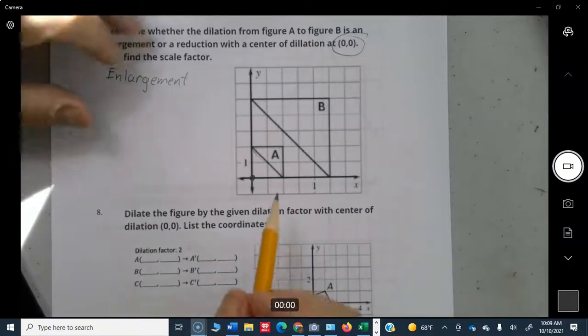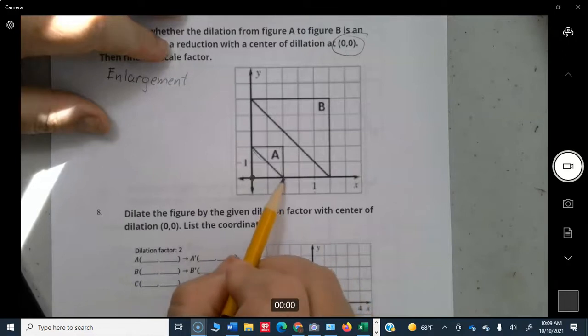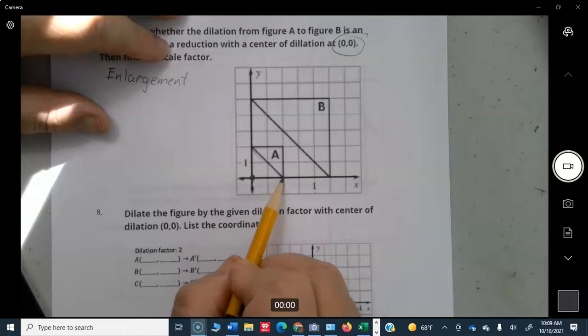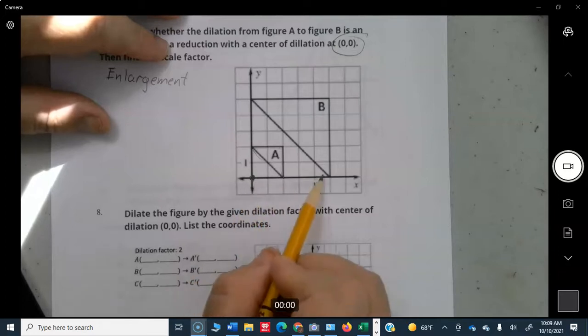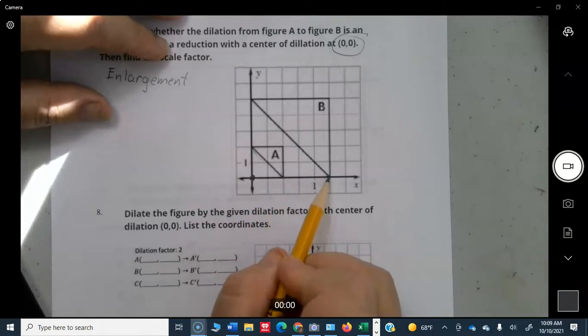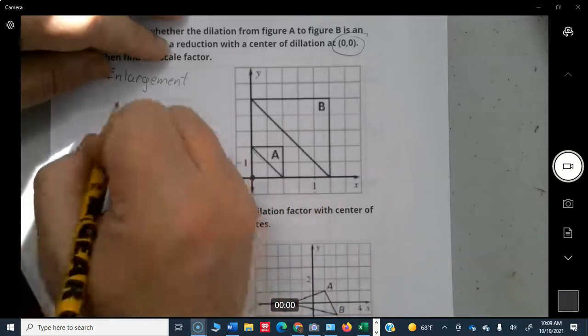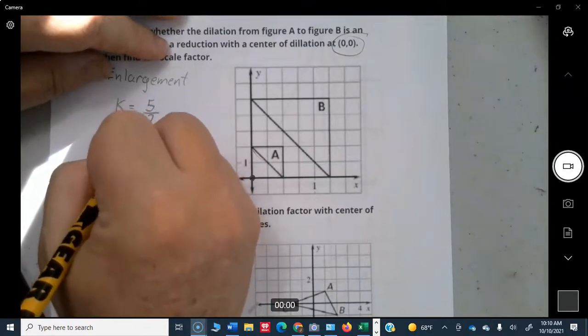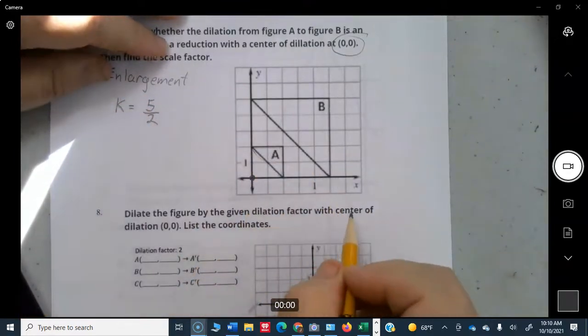So let's look at this. A, if you look at this point right here, this corner of the triangle, it's 1, 2 squares away. If you look at this one, it's 1, 2, 3, 4, 5 squares away. So that means the scale factor is 5/2. You can call it 2.5, but it's 5/2.